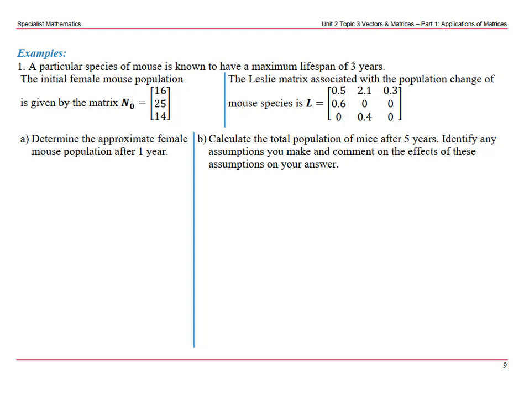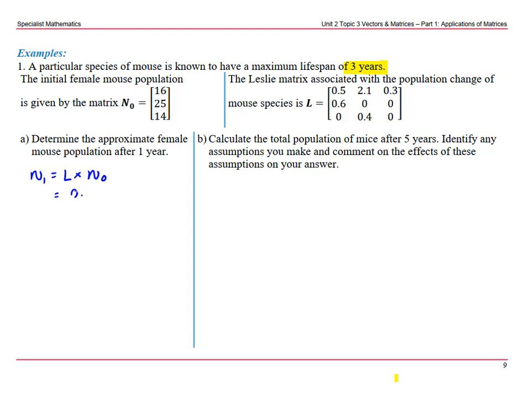So let's look at some examples using that. A particular species of mouse is known to have a maximum lifespan of 3 years. The initial mouse population is given by, and the Leslie matrix is given by. Determine the approximate female population after 1 year. So that is going to be equal to our Leslie matrix times our initial population.